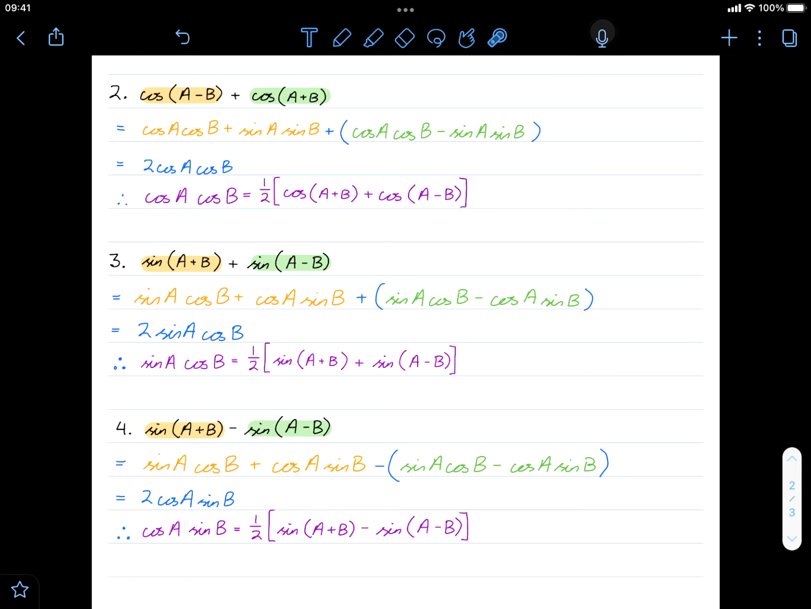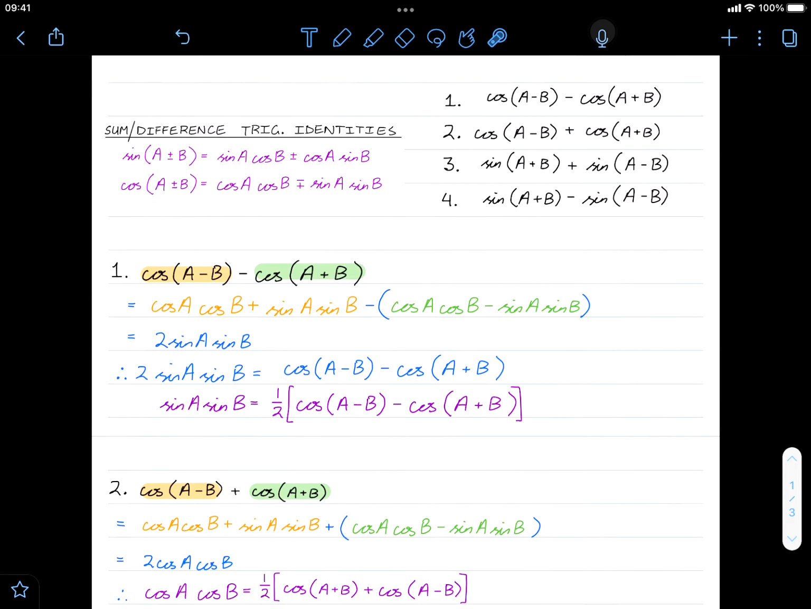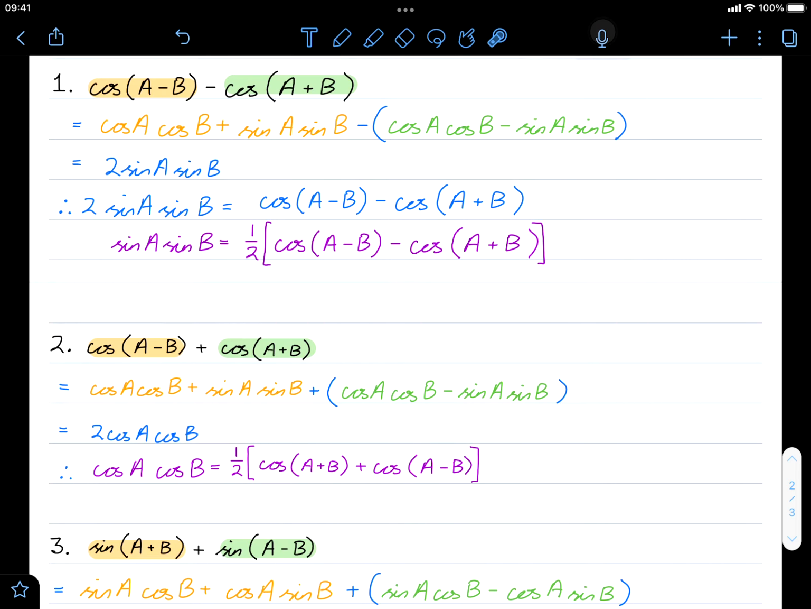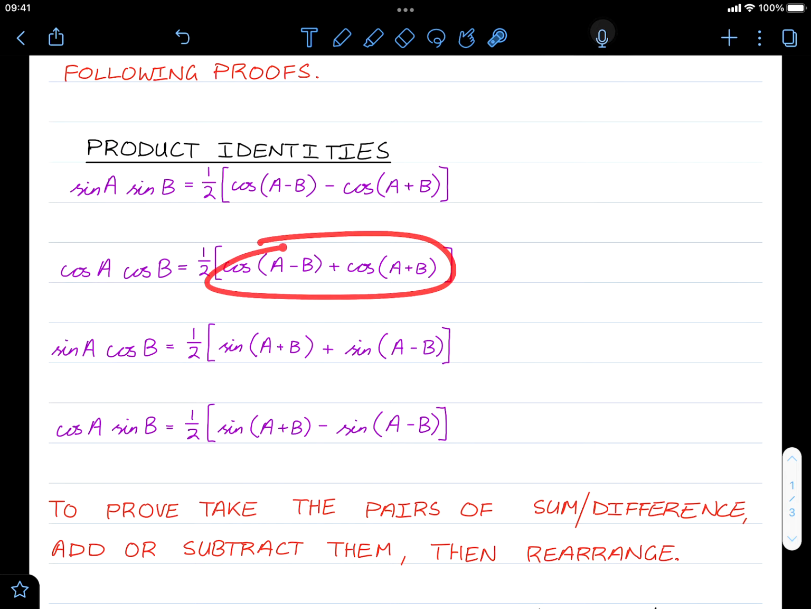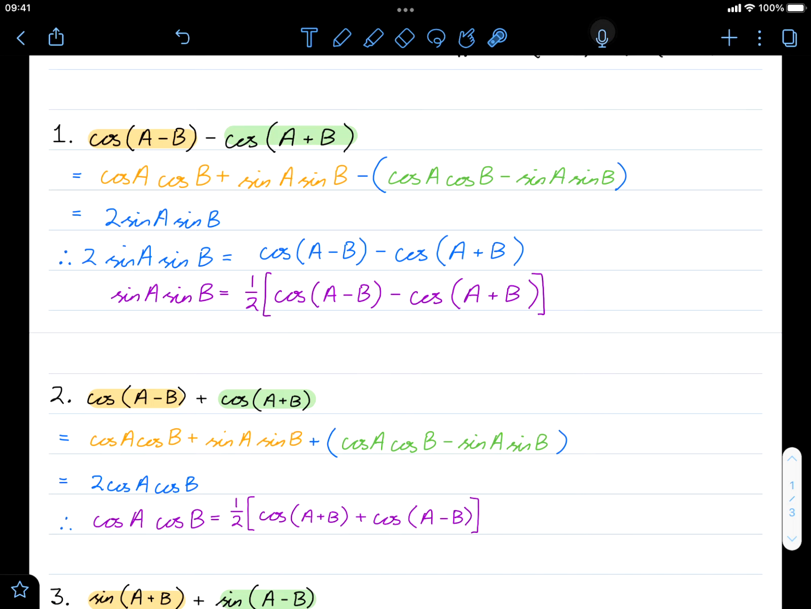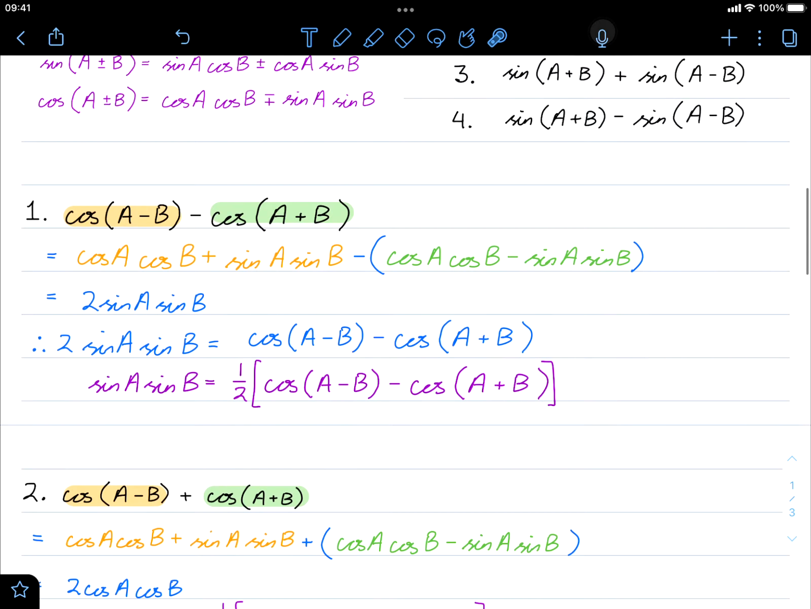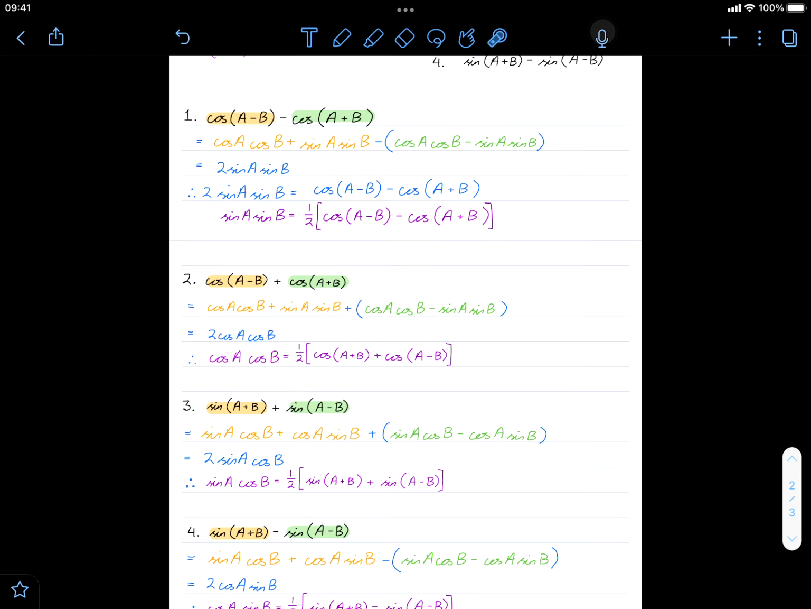You can pause and give them all a look, but I'm sure you can see that it's not so bad in proving these ones. So once again, we simply take the pairs of trig sum or differences, we expand them like so, rearrange them and collect like terms, and divide both sides by 2 to get the expression we're looking for. And here are all 4 of them.